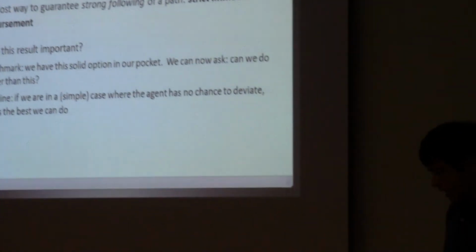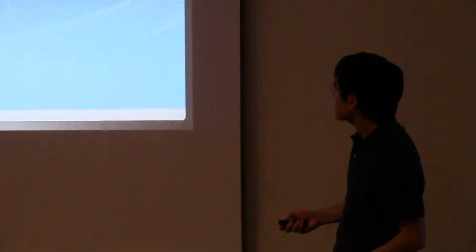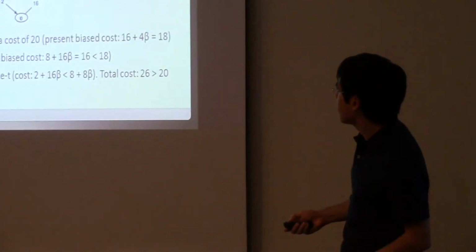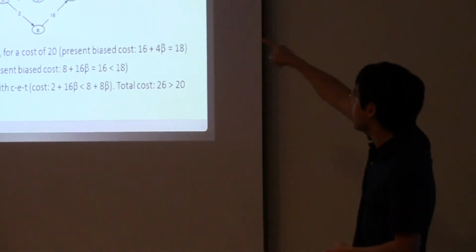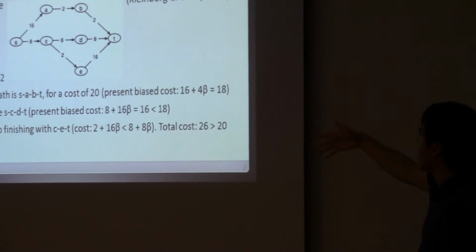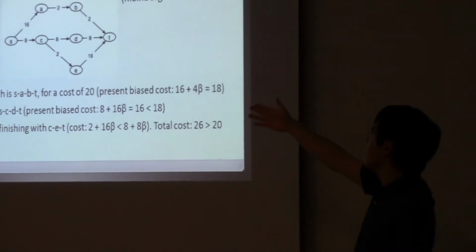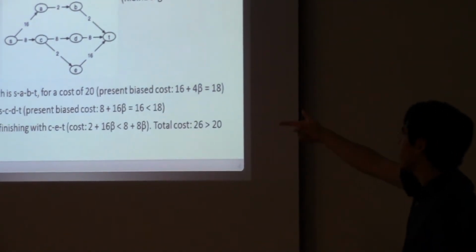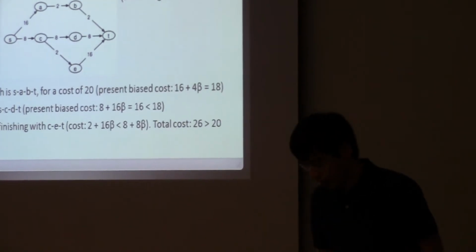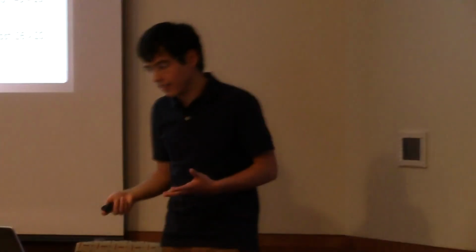So, if we go back to the graph, okay, that was really far. Okay, but if I want the agent to follow SABT, and I want it to strongly follow it, I just have to pay 16 after it gets to A to reimburse its costs there, 2, and then 2. And so this says that's the best thing to do.